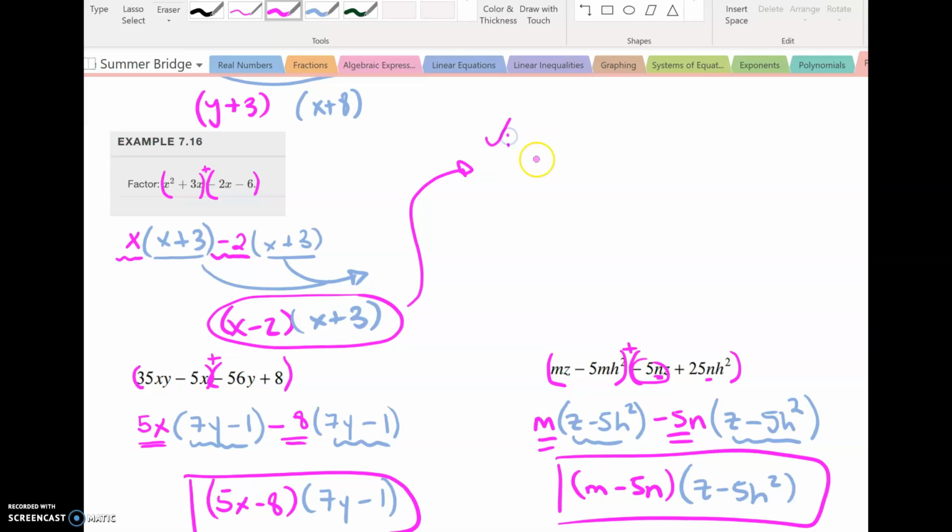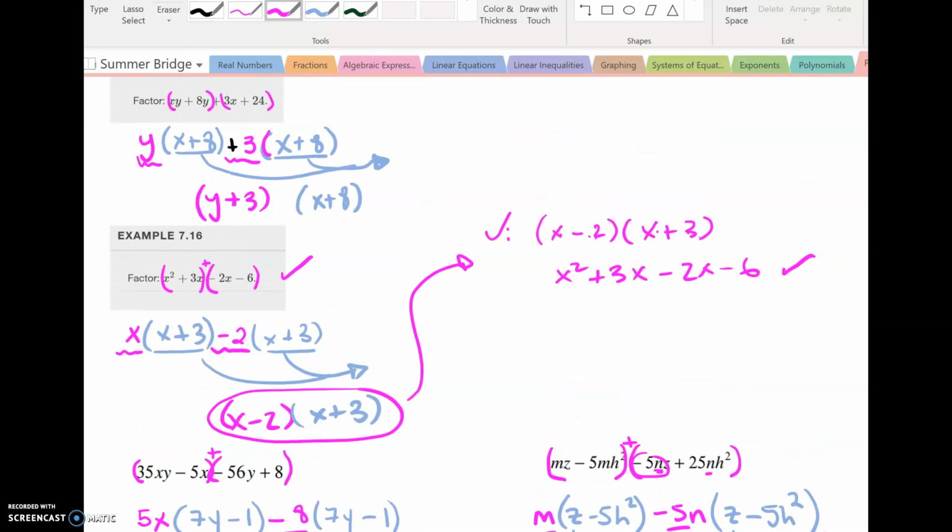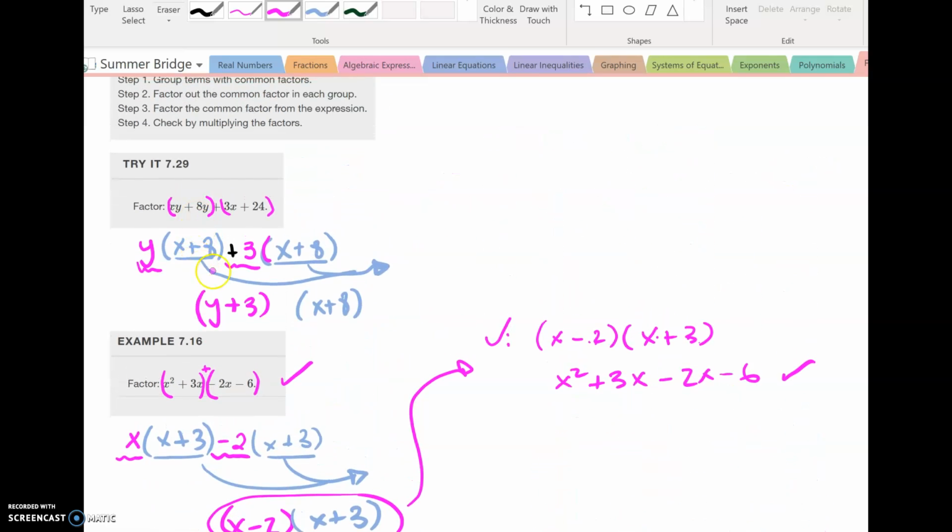If I wanted to double check ourselves, we could use the FOIL method. Okay, x times x is x squared, x times 3 is 3x, negative 2 times x is negative 2x, and negative 2 times 3 is a negative 6, which is what I got here. So I know I did that right. Okay, same thing for what I got down here. We could double check ourselves if that's what we wanted to do.